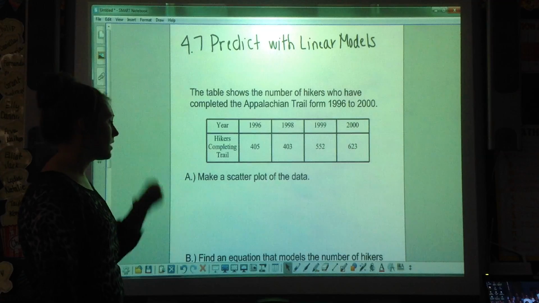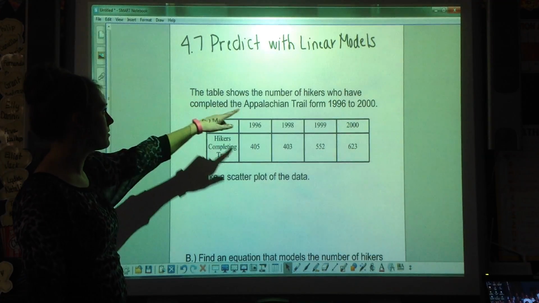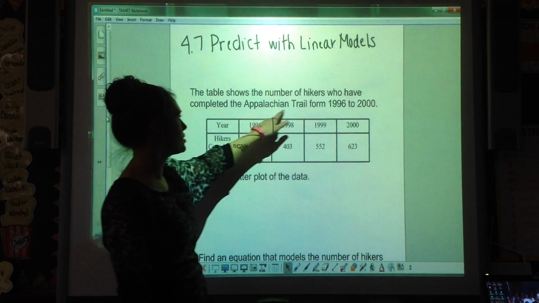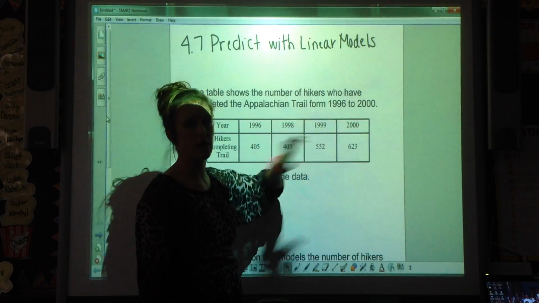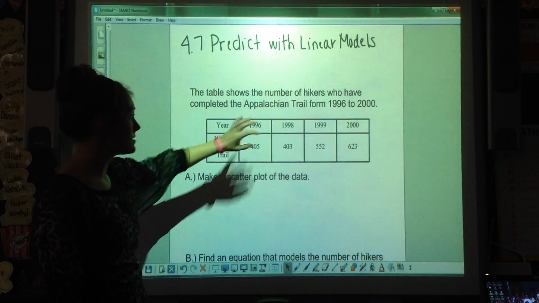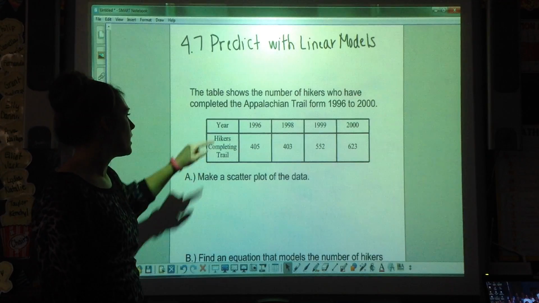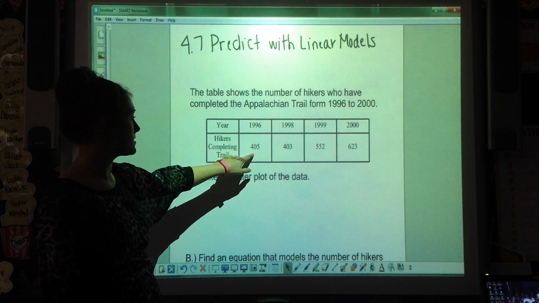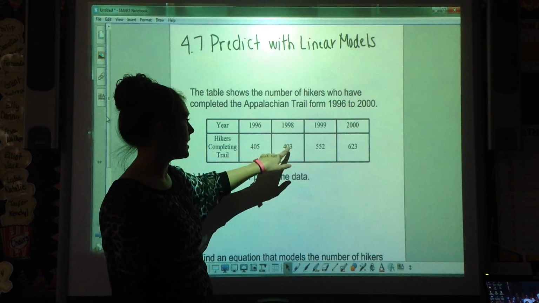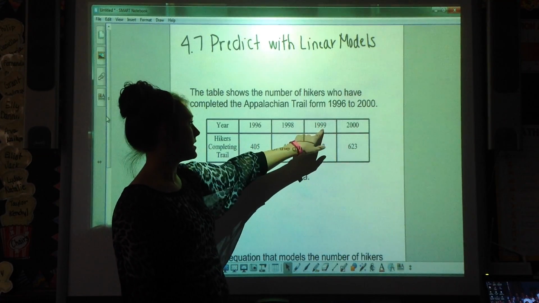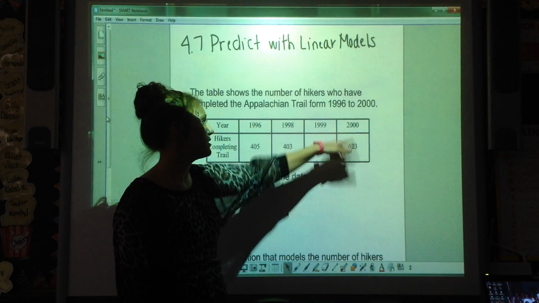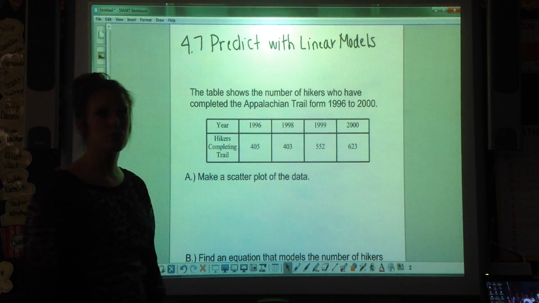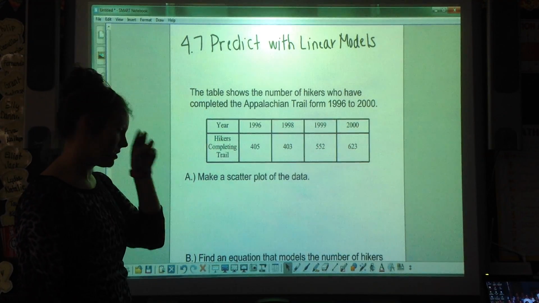So here's our problem. The table shows the number of hikers who have completed the Appalachian Trail from 1996 to 2000. Please put this table in your notes. In the year 1996, there were 405 hikers that completed the trail. In 1998, there were 403. In 1999, there were 552. And in 2000, there were 623 hikers that completed the trail.